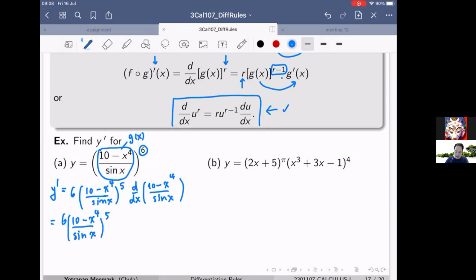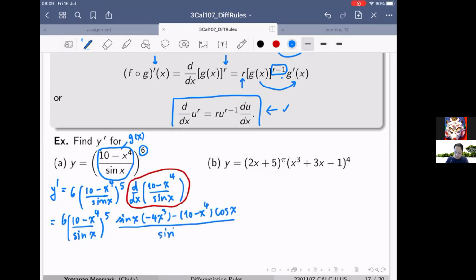But then right now, move to this one to find the derivative. It will be the bottom times the derivative of the top, minus the top times the derivative of the bottom, over the bottom squared. Okay, and then you can leave it like that. No need to really simplify. That will be good enough.